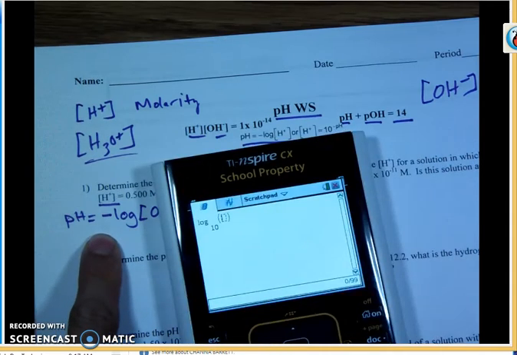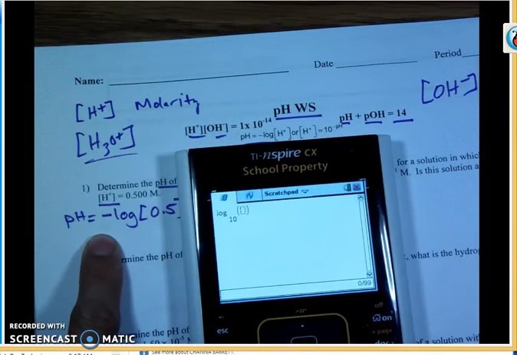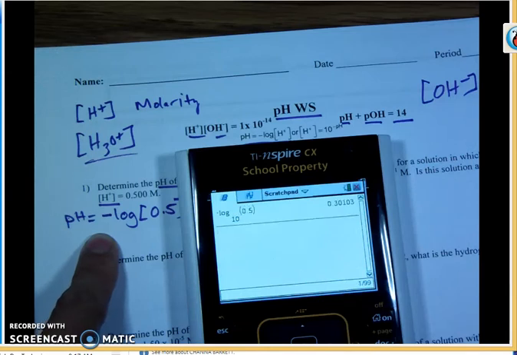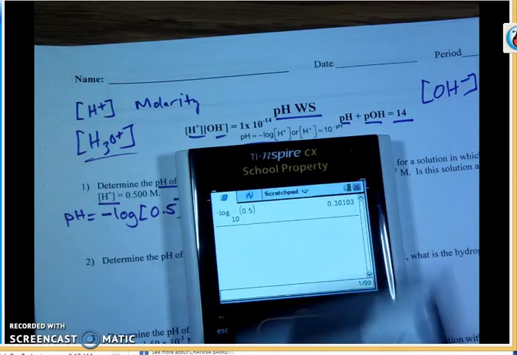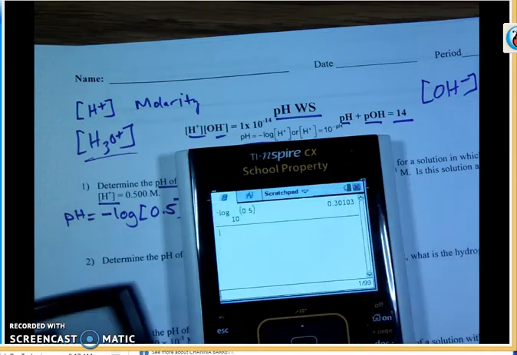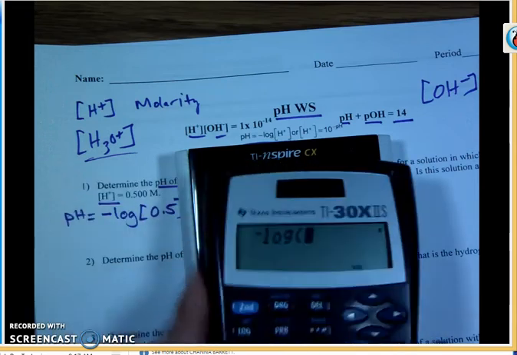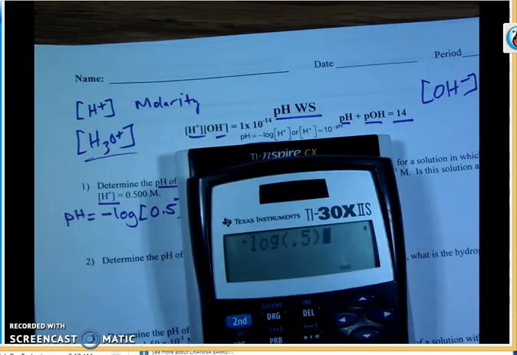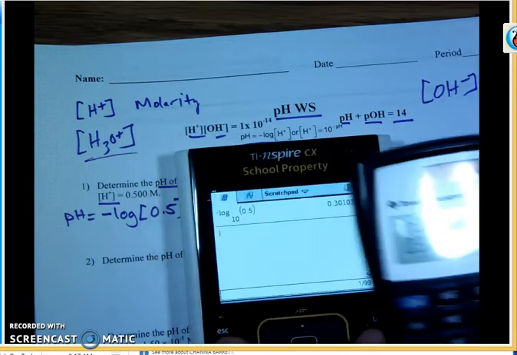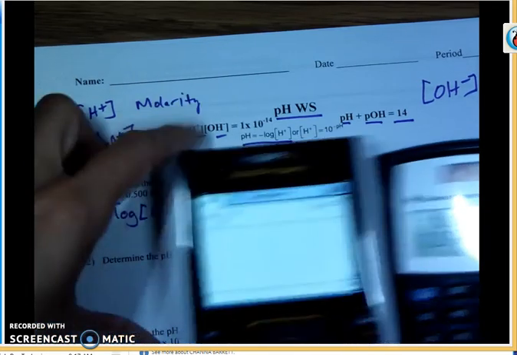So, I forgot to put negative. Let's go back. Negative log, control, log there. Base 10. 0.5. We get 0.3. Let's see if the blue calculator will give us the same answer. Negative log 0.5. 0.301. Oh, good. It does give us the same answer.